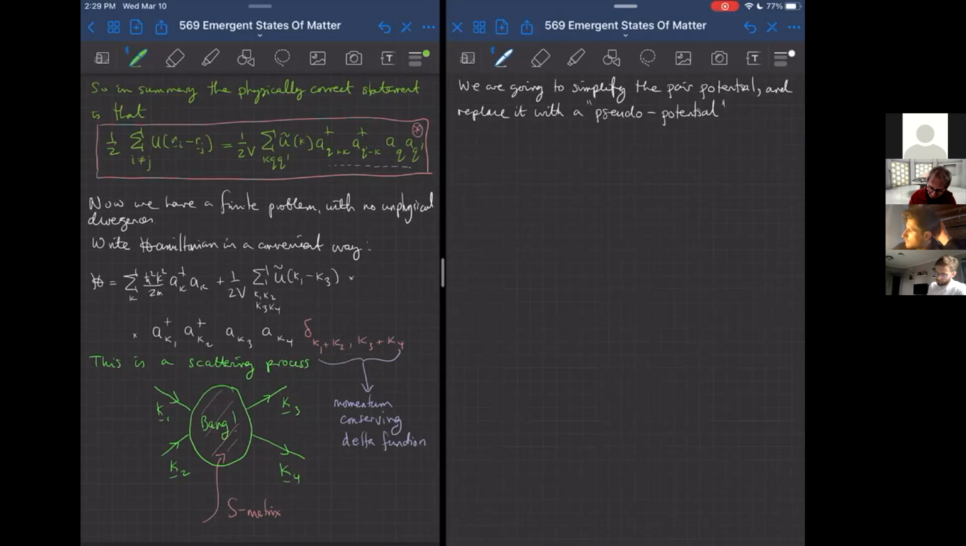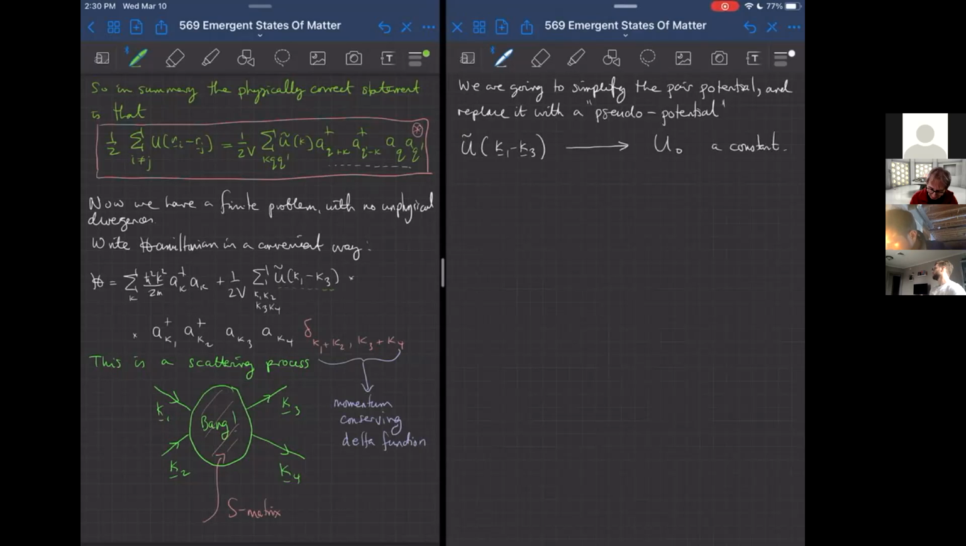What we're going to do is start off with a real potential, which is this term U of K1 minus K3, and U is U tilde. That's the actual Fourier transform of the real pair potential, and that's the thing that is in our formula over here. Okay, so that's what we actually have. And what I'm going to do is replace this Fourier transform by a constant. So instead of it being something that depends upon momentum, we're now going to make it independent of momentum. And you can say, well, what value should this constant be?